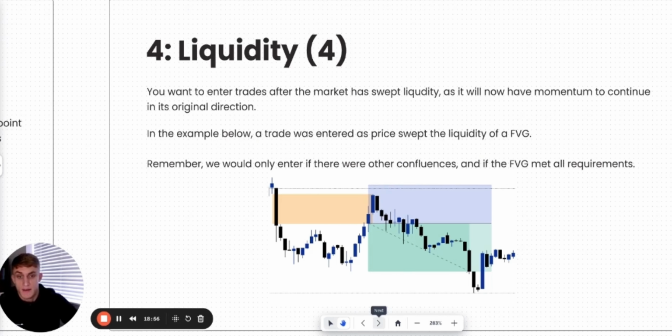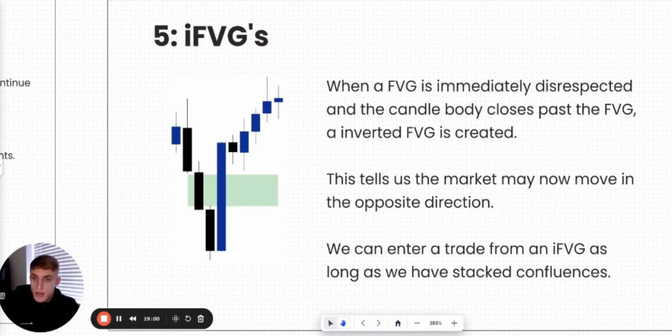So, staying on the concept of fair value gaps, I'm waffling on about it because they are so big and so important and they can make you so much money. This is basically when a fair value gap is being immediately disrespected and the body of the candle closes above in the bearish example or below in the bullish example. As we can see here, we would expect price to continue this bearish push, potentially be revisited, and then use that as momentum. However, price has totally ignored that, had a really big bullish push in this big candle, and then continued in the bullish direction.